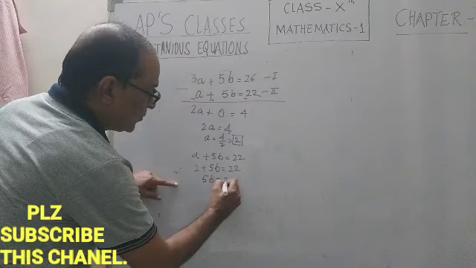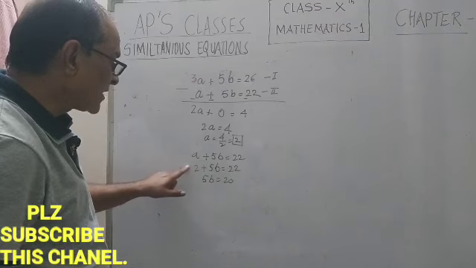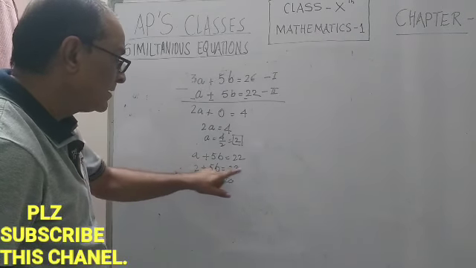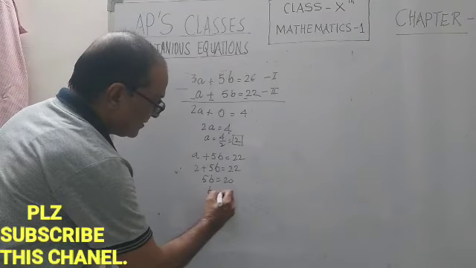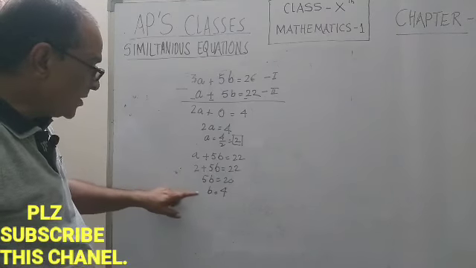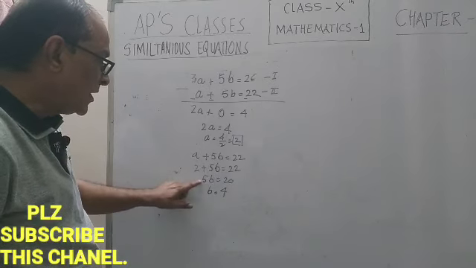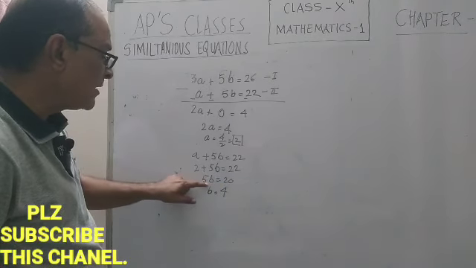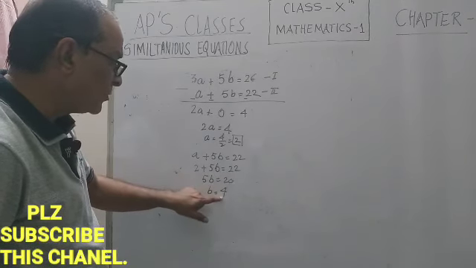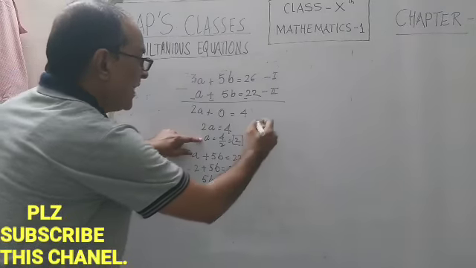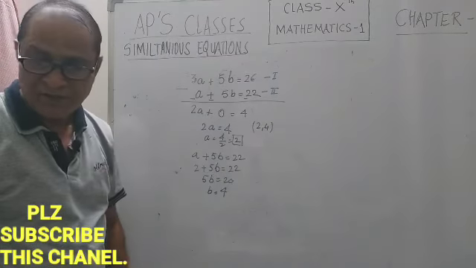5b is equal to 20. How has it come? This 2 has been transferred to the other end. When it is transferred, 2 gets a minus sign, and 22 minus 2 is 20. So b is 4. Shall I tell you how the 4 has been arrived at? It's very simple. Both this term and this term are divided by 5. 5b divided by 5 is b, and 20 divided by 5 is 4. So the value of a is 2, the value of b is 4. This is the answer of this equation.